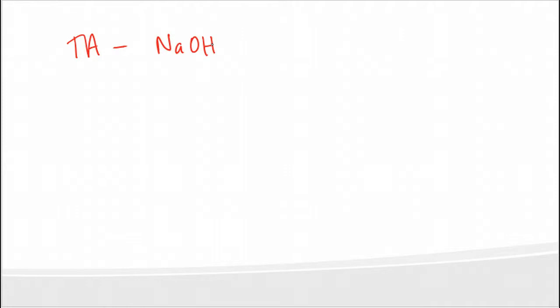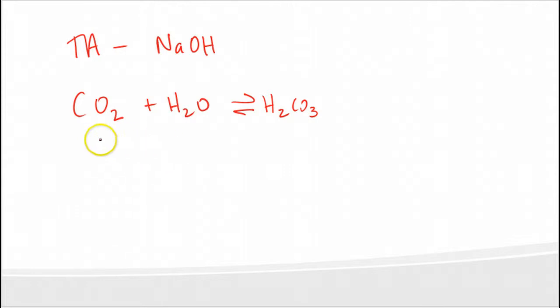And the reason it's an issue is this. Carbon dioxide in the air will dissolve in any solution. So when CO2 comes along and dissolves in our solution of sodium hydroxide, the CO2 will react with water in that solution to form carbonic acid, H2CO3. Well, now we have an acid. Before, we didn't have an acid. We had CO2 and H2O.